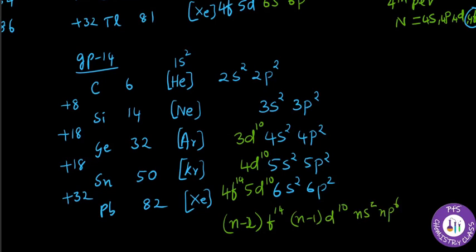Okay, so now I want you to pause the video and write the electronic configuration in the same way I have told you for group 15, 16 and 17, and after writing that you can check with the video whether it is correct or not. Okay, so pause the video now and try writing it in your own way.